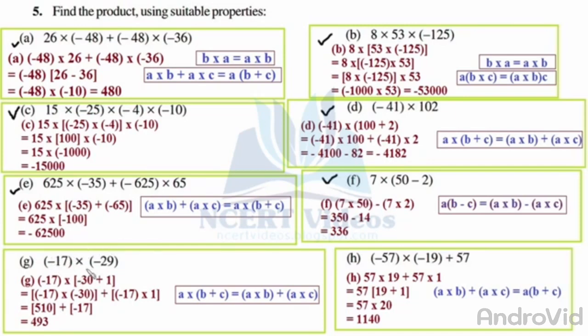G part. Minus 17 into minus 29. Again, it is a complicated multiplication, but we'll use our mind and make minus 29 as minus 30 plus 1. When you solve it, it is again minus 29. Now we can do the multiplication over distribution easily. That is the sole purpose of learning these properties. Now 17 into 3 is 51. And minus minus becomes plus.